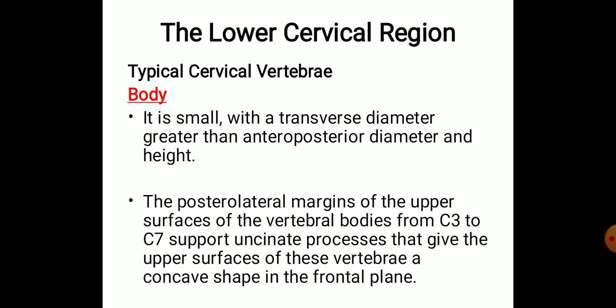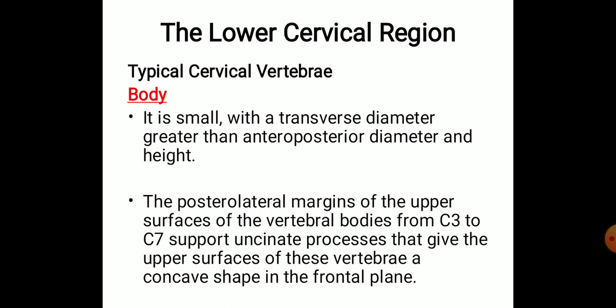As we said in earlier classes, the size and shape of the body actually depends on how much force it is transmitting from the upper region to the lower region. As we can see in the cervical region, it's a small area and it has only a small amount of force or weight which needs to be transmitted from one body to the other. Because of these properties, the size of the body is small, with the transverse diameter greater than the anterior posterior diameter.